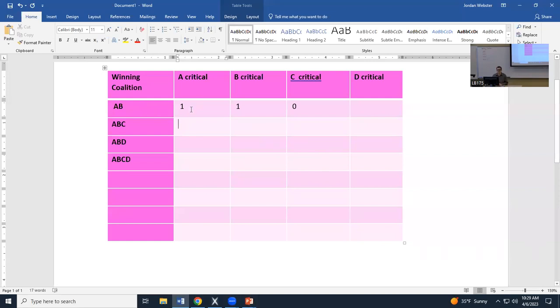Now with A, B, both A and B are critical because you drop one, it doesn't win. Notice that in the winning coalition A, B, C, A is needed. You drop A, you get B, C, that still doesn't win. B is needed. But if you drop C, A, B by itself still wins. So C is actually not needed in the A, B, C winning coalition.